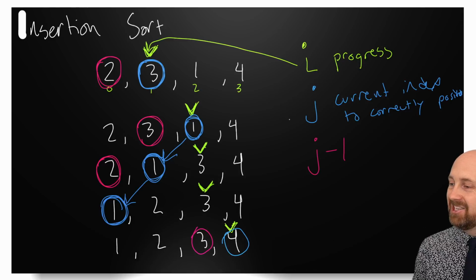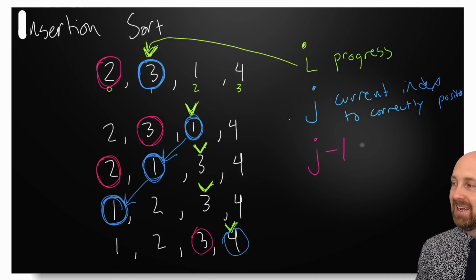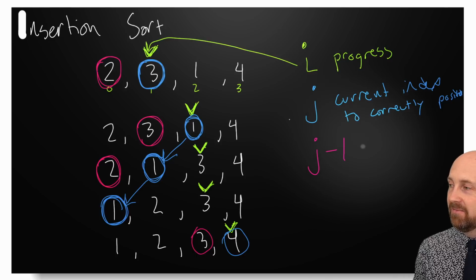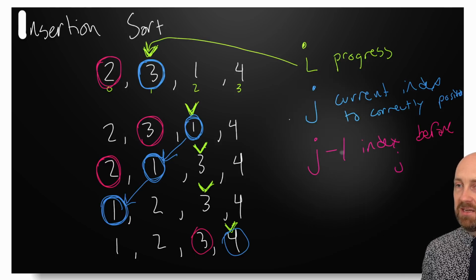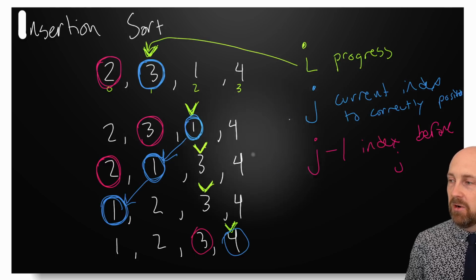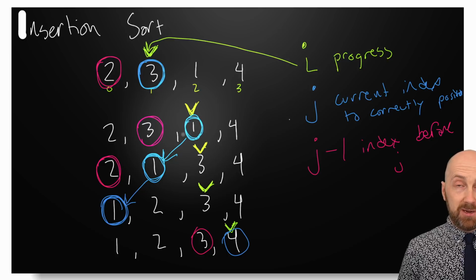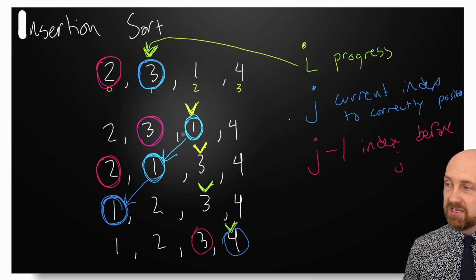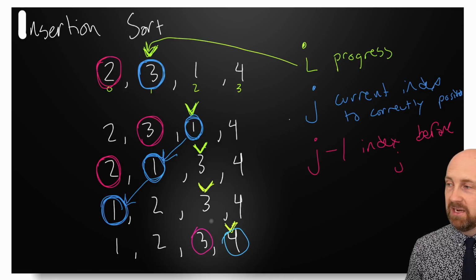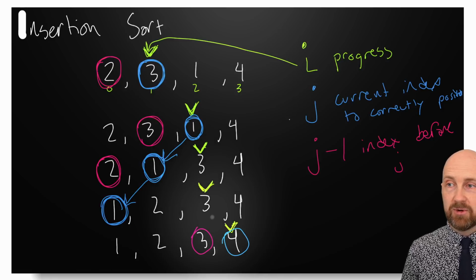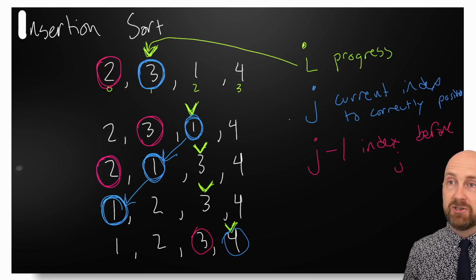Right? And J minus 1 is going to be the index that comes before J. And that makes sense. It's just J minus 1. And we're always comparing, okay, relative to what comes before me, am I in the correct place? And if not, we're going to swap and then keep checking until this item is correctly placed. And this is an algorithm called insertion sort. So let's take a look at what this might actually look like in an implementation.